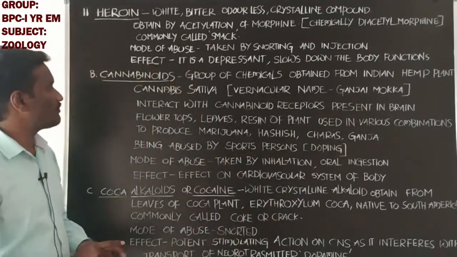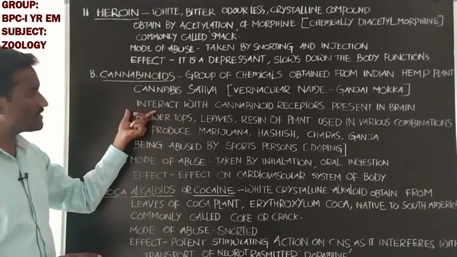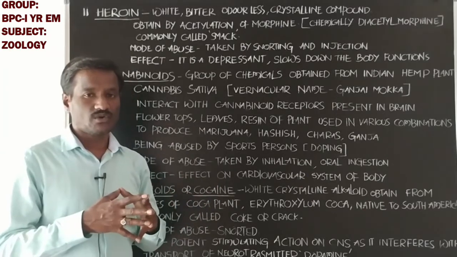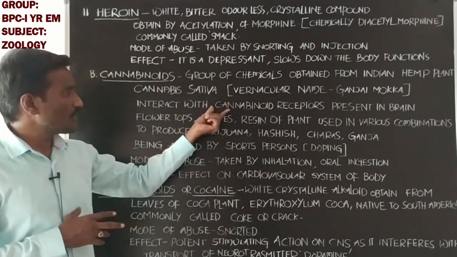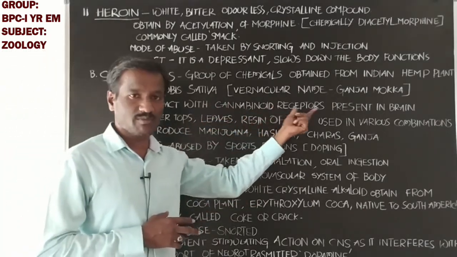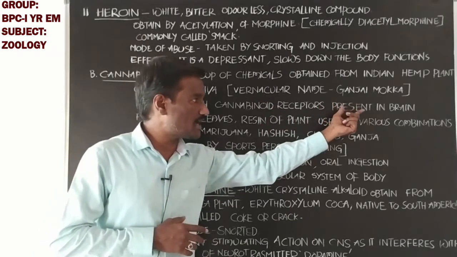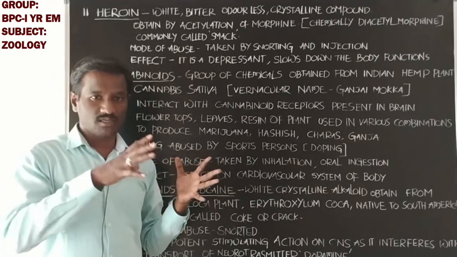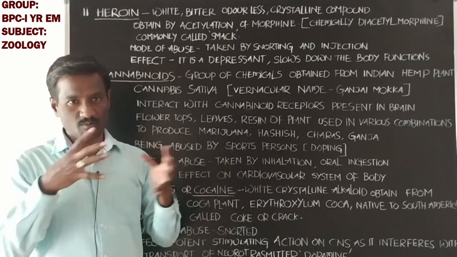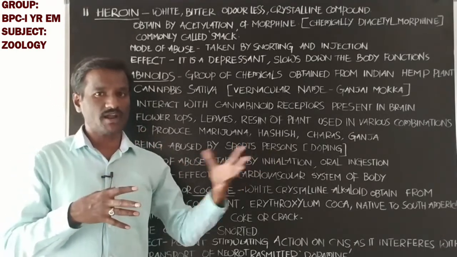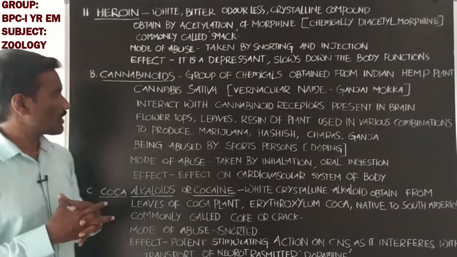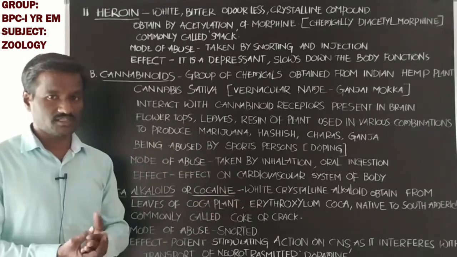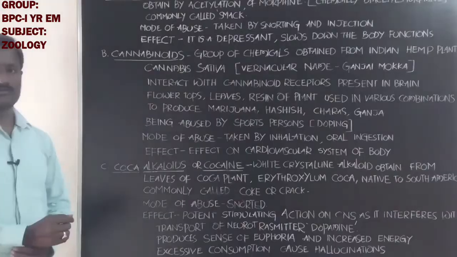Next, cannabinoids are drugs that interact and communicate with cannabinoid receptors present in the central nervous system, mainly in the brain. These receptors communicate with the cannabinoids and perform different types of actions on body function.